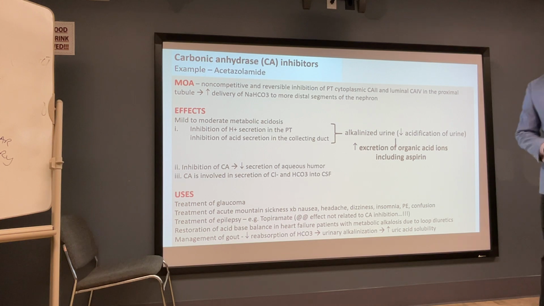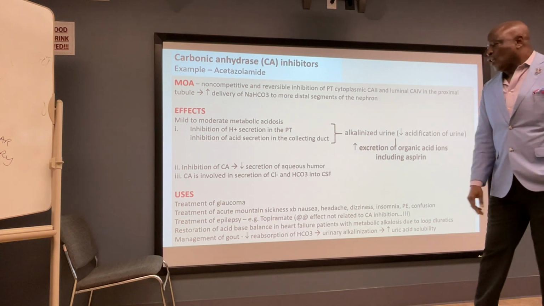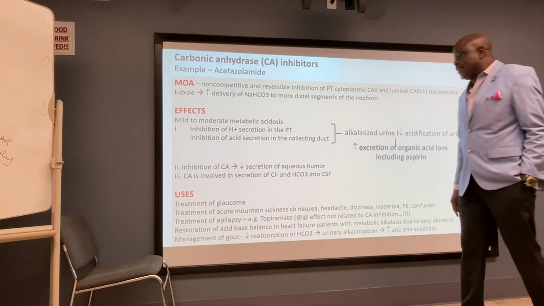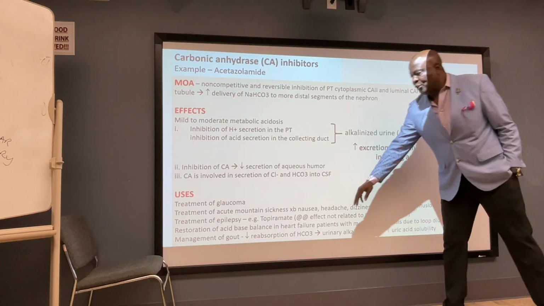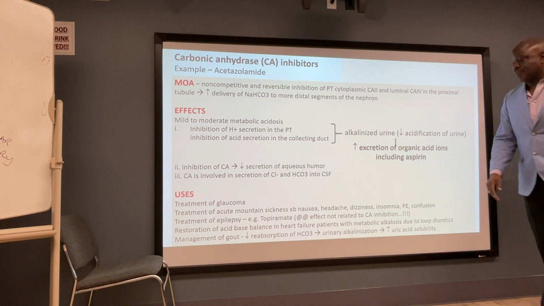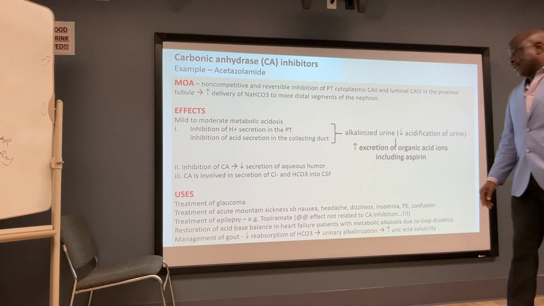So what are the clinical uses of carbonic anhydrase inhibitors? One is in the treatment of glaucoma, and that's coming from here. The other is in the treatment of acute mountain sickness, which is characterized by nausea, headache, dizziness, insomnia, pulmonary embolism, confusion, and all that. It can also be used in the treatment of epilepsy, and that's where topiramate comes in. When we deal with CNS pharmacology with Dr. O, we'll talk more about epilepsy.